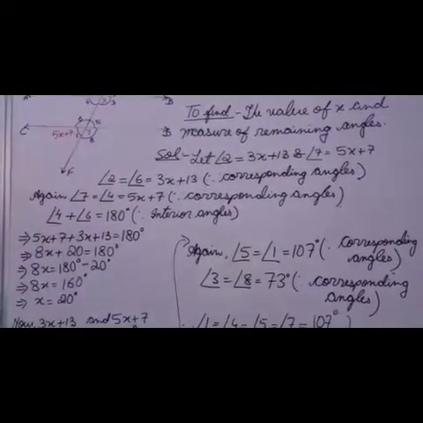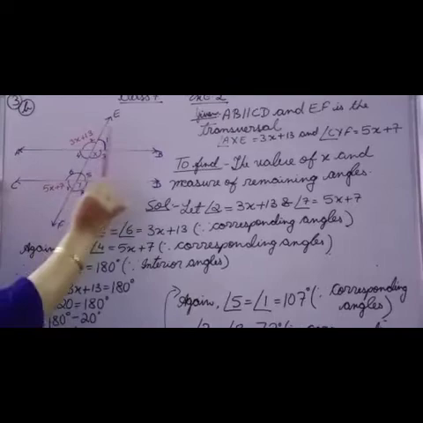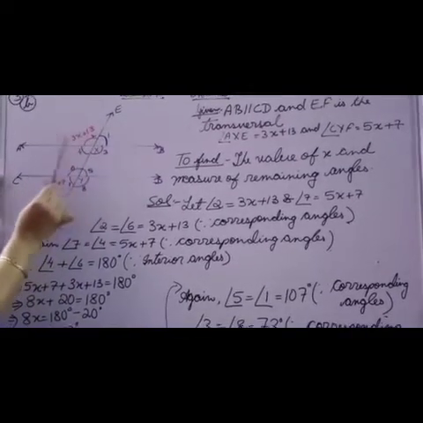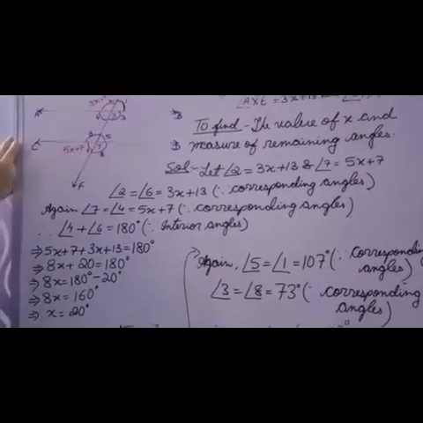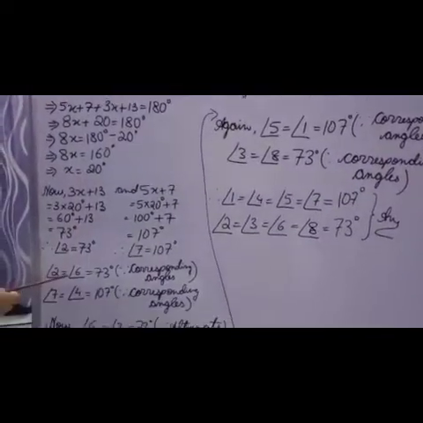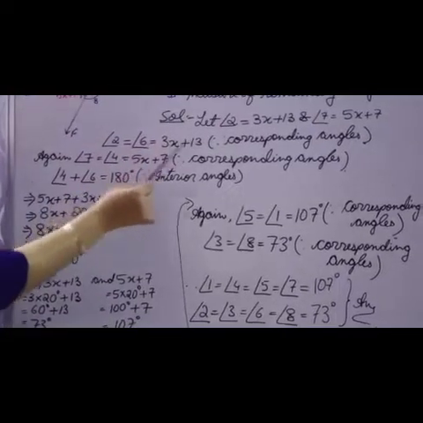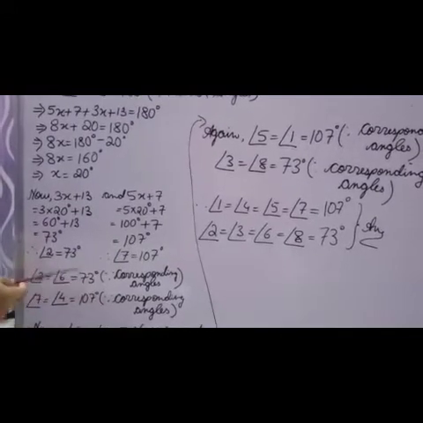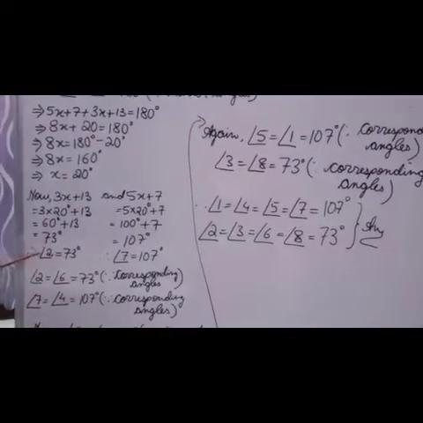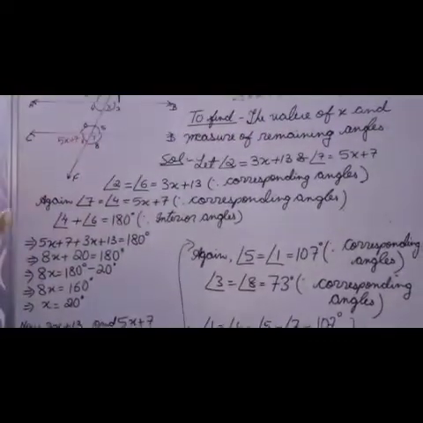So now children, once you have found out these two angles, we are on the left hand side of the transversal. This side we will see later on. First we will find out the measurement of all these four angles which are on the left hand side. Now angle 2 is equal to angle 6. Already we have mentioned here, angle 2 is equal to angle 6. Why? Corresponding angles. So this is equal to 73 degrees. Since angle 2 is equal to 73 degrees, angle 6 is also equal to 73 degrees.